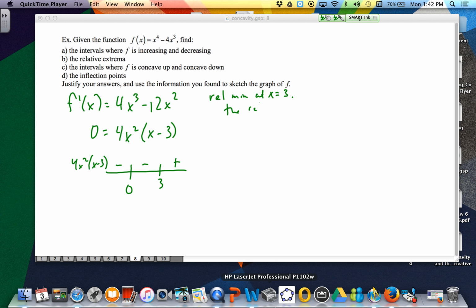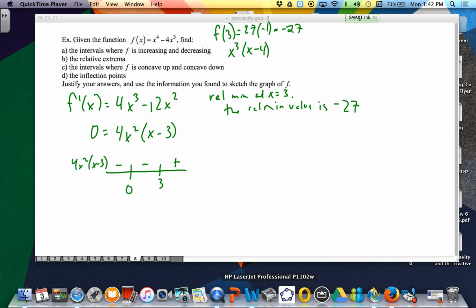The relative min value is, and I would go back and evaluate f of 3. Well, notice that's the same thing as x to the third times x minus 4. Well, 3 to the third is 27 times 3 minus 4 is negative 1. So that's going to give me negative 27. So that's my relative minimum value.